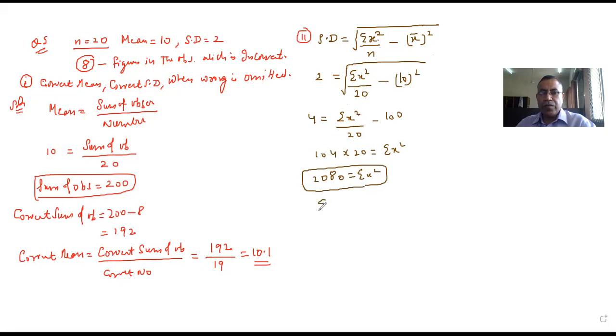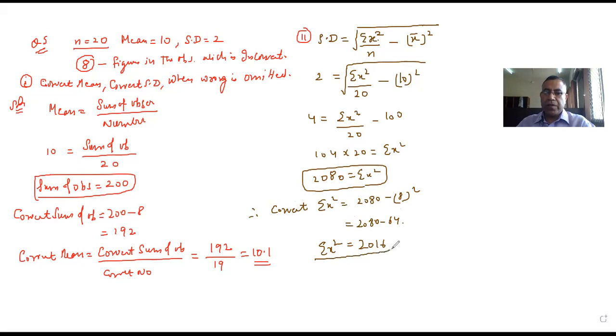Now observation 8 is omitted, so the correct sigma x square is 2080 minus 8 square, which is 64. So it is 2080 minus 64, which is 2016. So the correct sigma x square is 2016. Keep it.